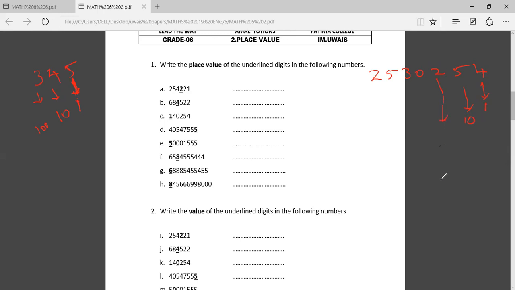What is the place of this two? Can you tell the place value? What is the place of this two? Hundreds. Yeah, good. Hundreds. Next one? Thousands. Next? 10,000. Next? 100,000. Next? 1,000,000, okay? 1,000,000.